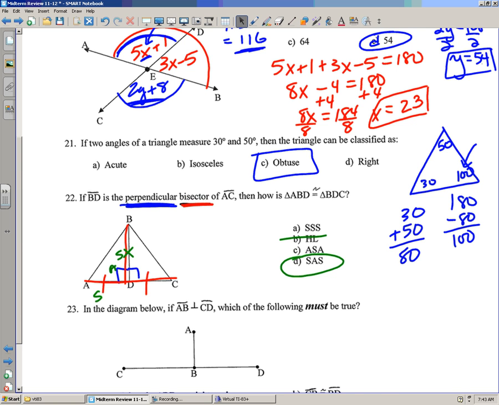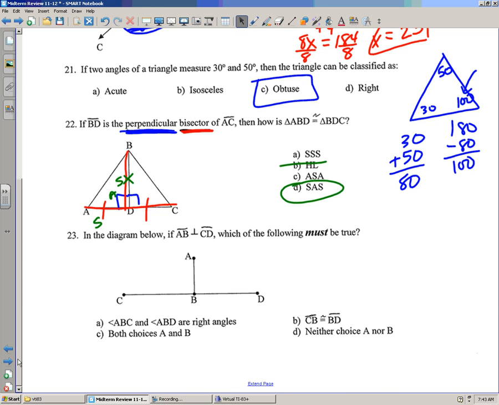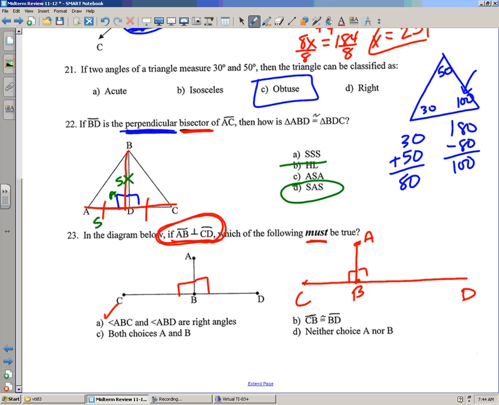All right, last but not least, number 23. In the diagram below, AB is perpendicular to CD. This is all we know. It says which of the following must be true. ABC and ABD are right angles. That's true. Then it says CB is congruent to BD. Well, all we know is that the two lines are perpendicular, so the picture could be misleading. Given the fact that all we know is this, we could have the picture say this, and then clearly CB is not equal to BD.